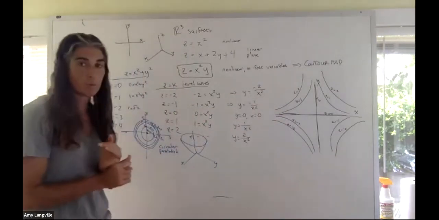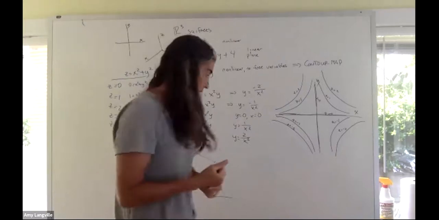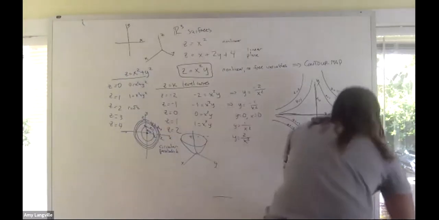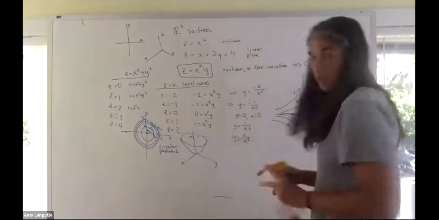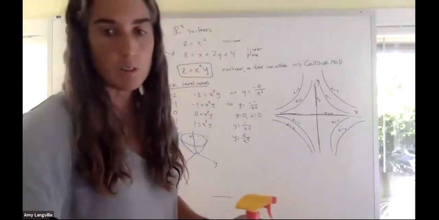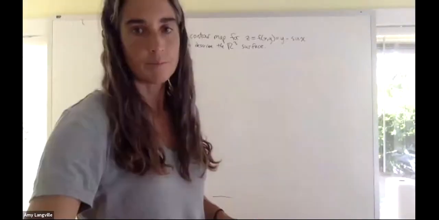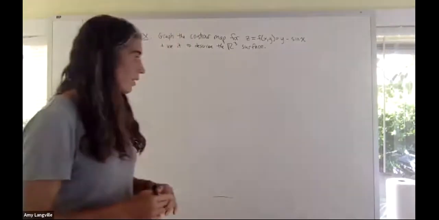Let's do one more example on graphing of contour maps. So let's make some space on the board. Pause the video. You don't need to watch me erasing. Okay, we got a clean whiteboard and a new problem.